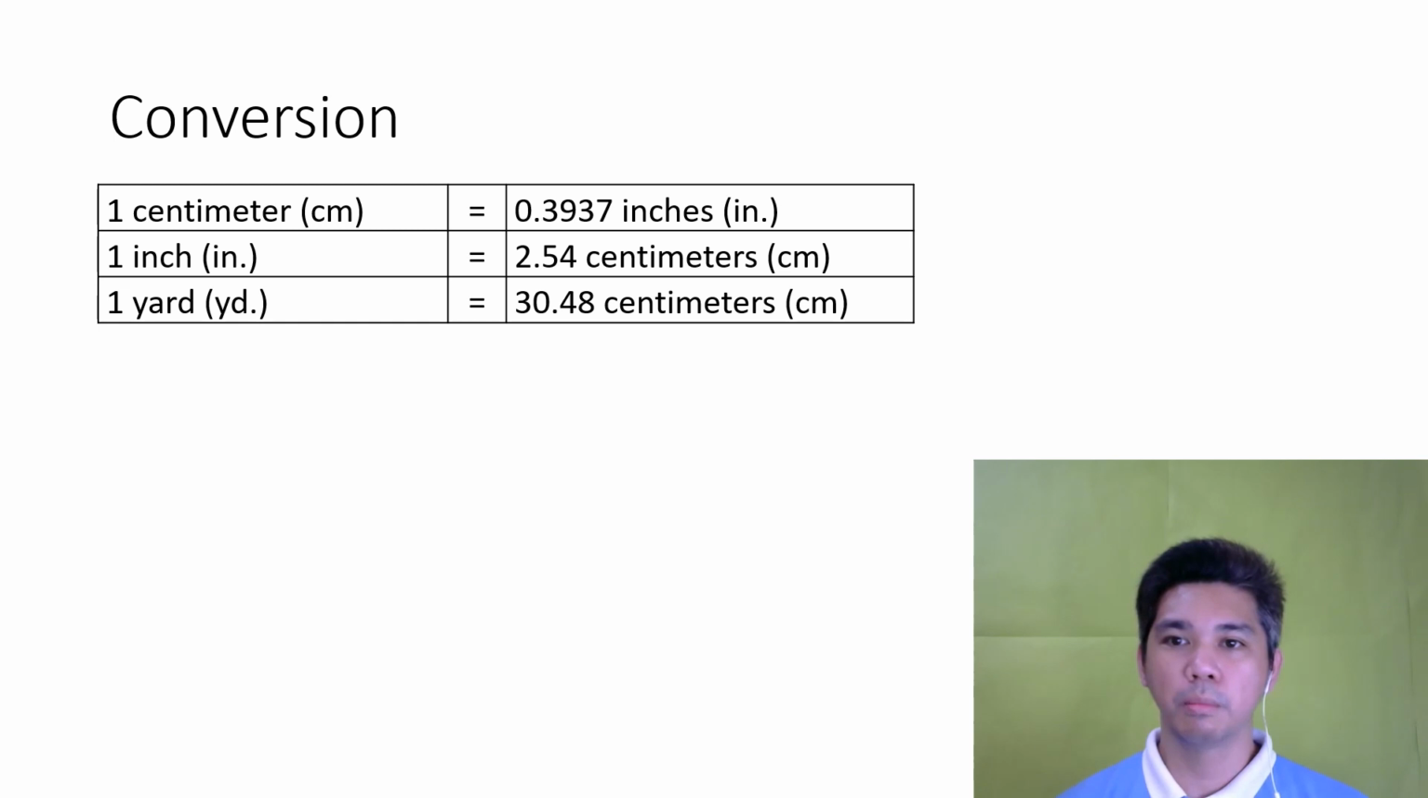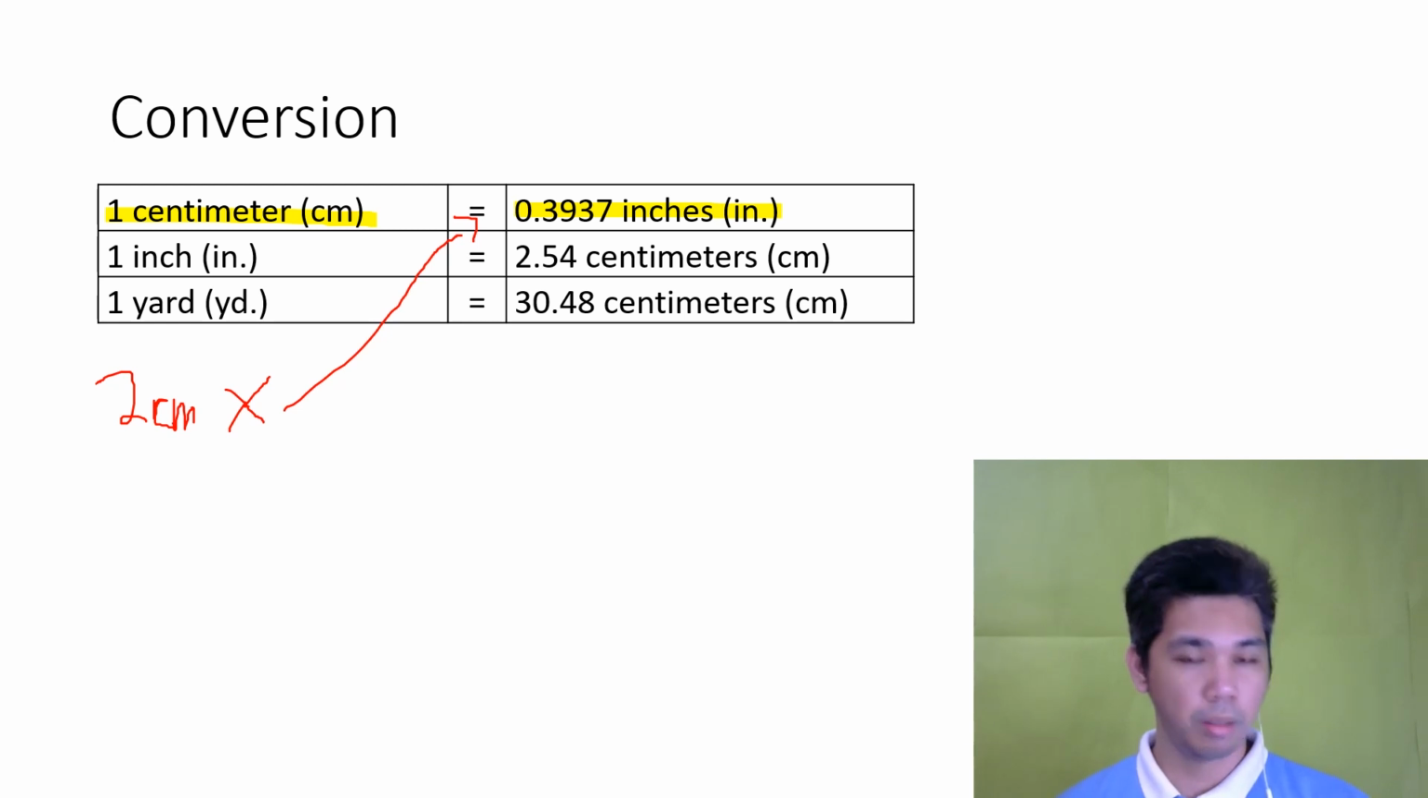So to convert from the metric system to the English system, you have to multiply by whichever figure. So for example, I have 2 centimeters here. To convert that into inches, you have to multiply 2 with 0.3937. So if we multiply that with this figure, we will get, let me check my calculator, 2 times 0.3937, and that would be 0.7874.